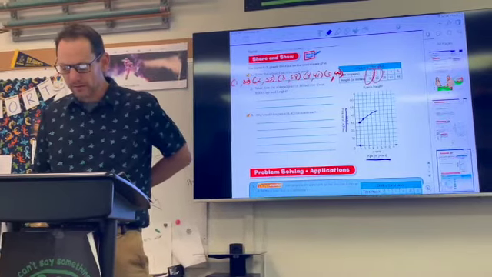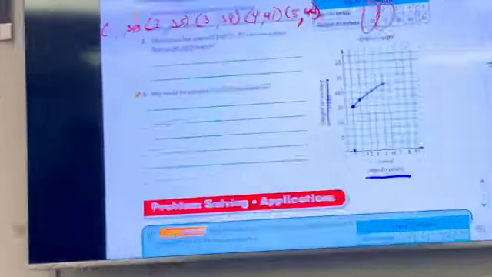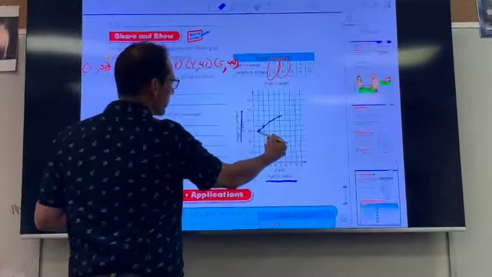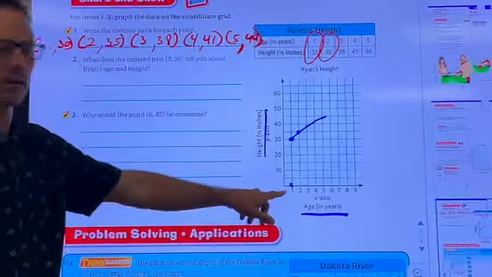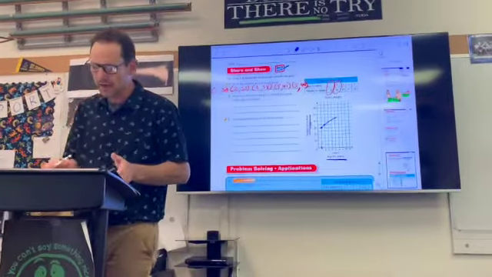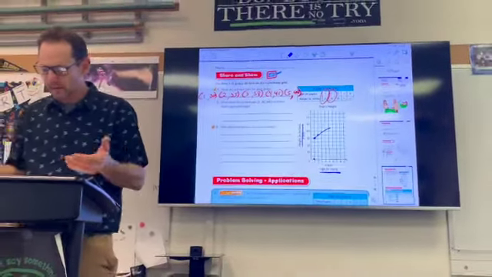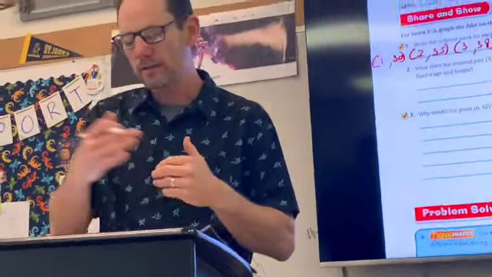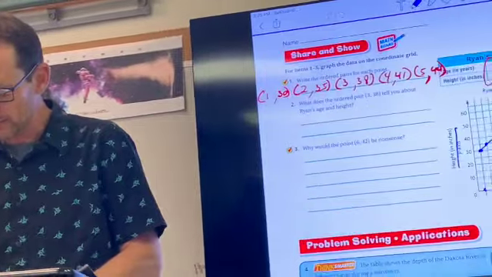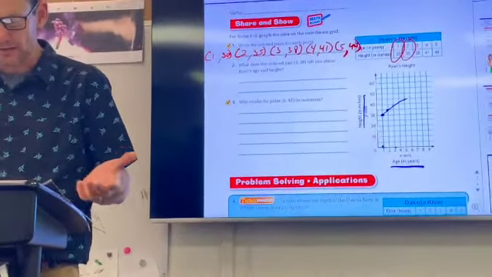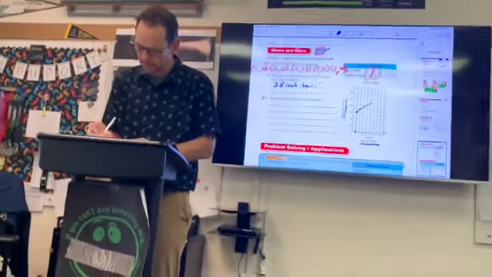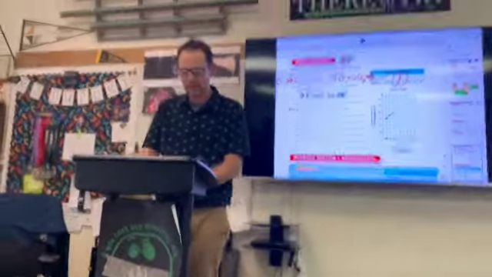What does the ordered pair (3, 38) tell you about Ryan's age and height? Well, think about that. Look at our graph. What's happening? As Ryan gets older, he's getting taller. So wouldn't that be what it's telling us? The older he is, the taller he gets. It also tells us that at 3 years old, he is 38 inches tall.